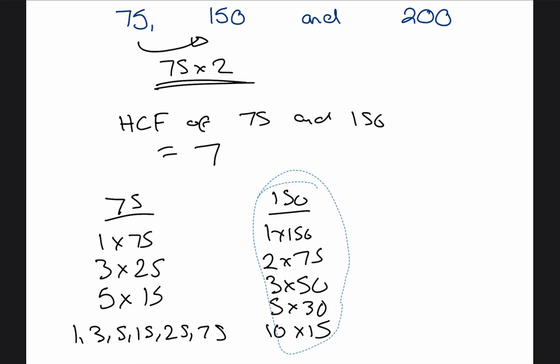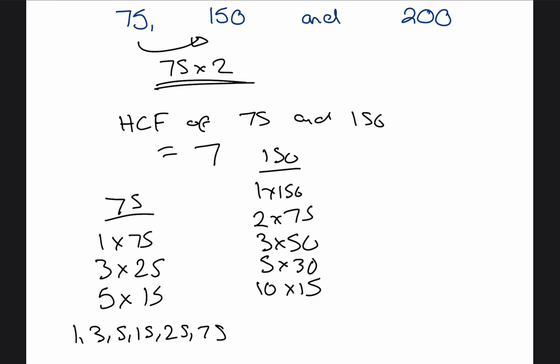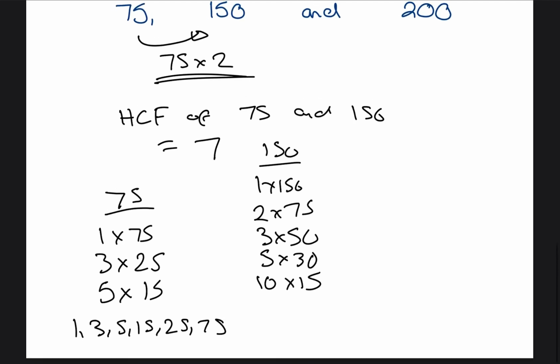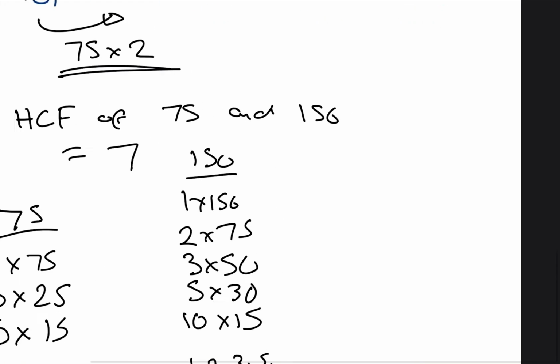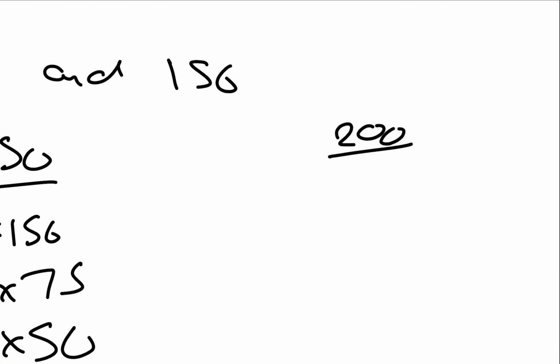Okay, let me move this up. Oops, no. And then we're going to have factor pairs are 1, 2, 3, 5, 10, 15, 30, 50, 75, and 150. Squeezing that in there. And lastly 200.